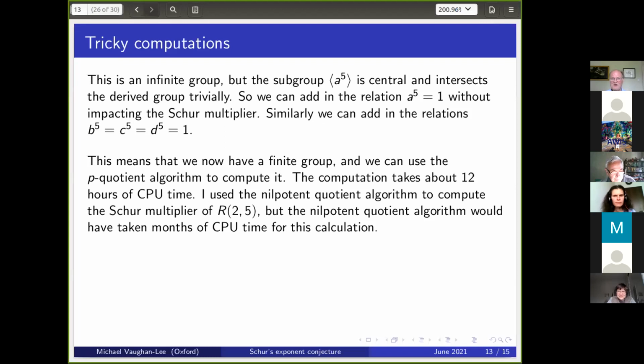It's a pretty major computation. It takes about 12 hours of CPU time on my desktop. When I was doing R25, I used the nilpotent quotient algorithm, which can work with infinite groups, but with a little bit of experimentation, you can see that the nilpotent quotient algorithm would have got completely gummed up on a calculation of this size. It probably would have crashed. I didn't actually try it, but even if it hadn't crashed, it would have taken months of CPU time. I have done calculations taking months of CPU time, but if you can do it quicker than that, it's obviously a good thing.